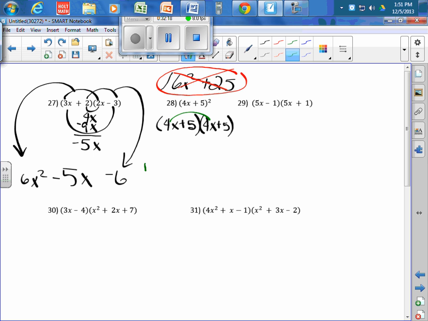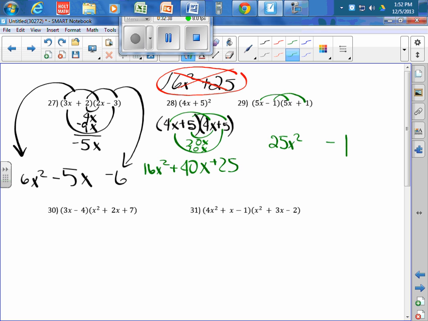4x times 4x, 16x squared. 5 times 5, positive 25. I'll have 20x here. I'll have 20x here, plus 40x in the middle. 5x times 5x, 25x squared. Negative 1 times positive 1, negative 1. Here I have negative 5x. Look what happens. Here's plus 5x. They will cancel. 25x squared minus 1.